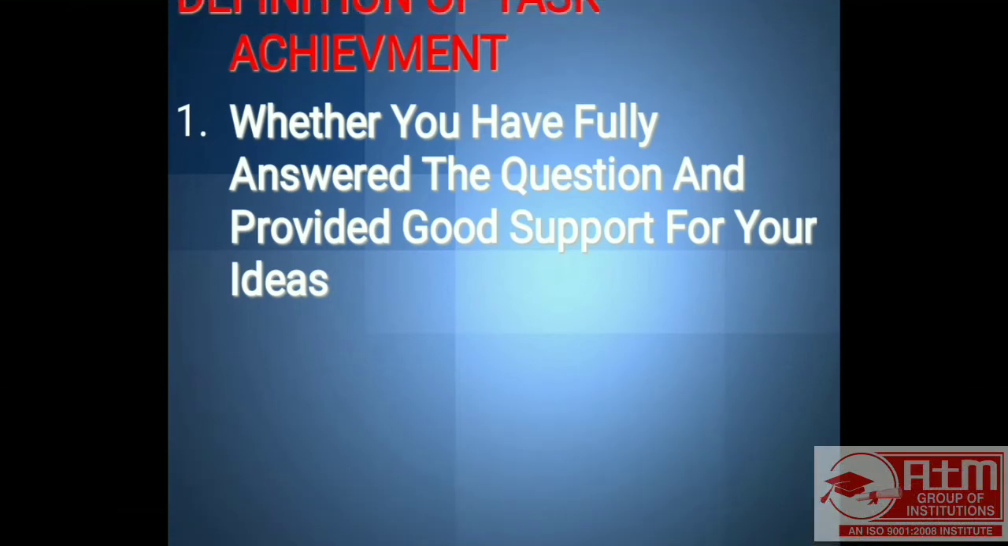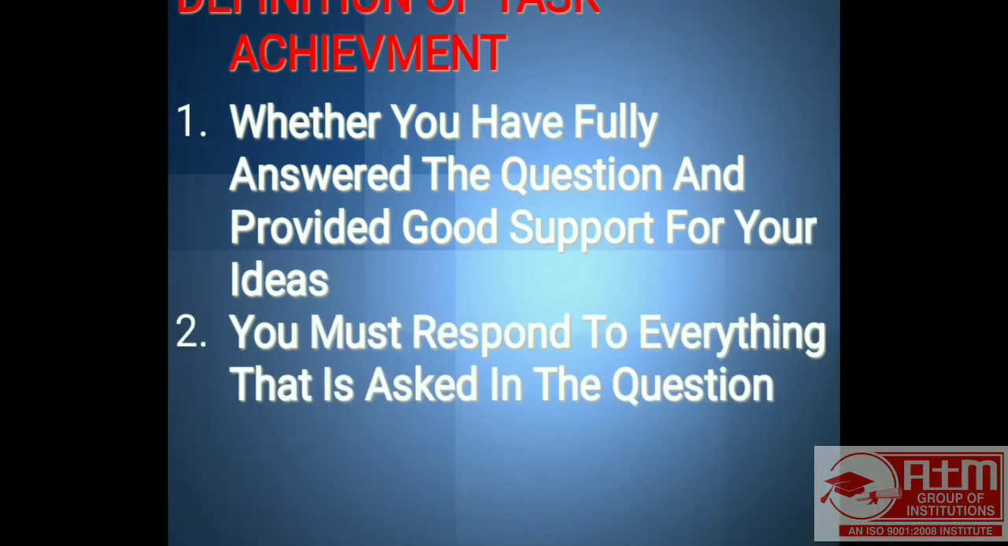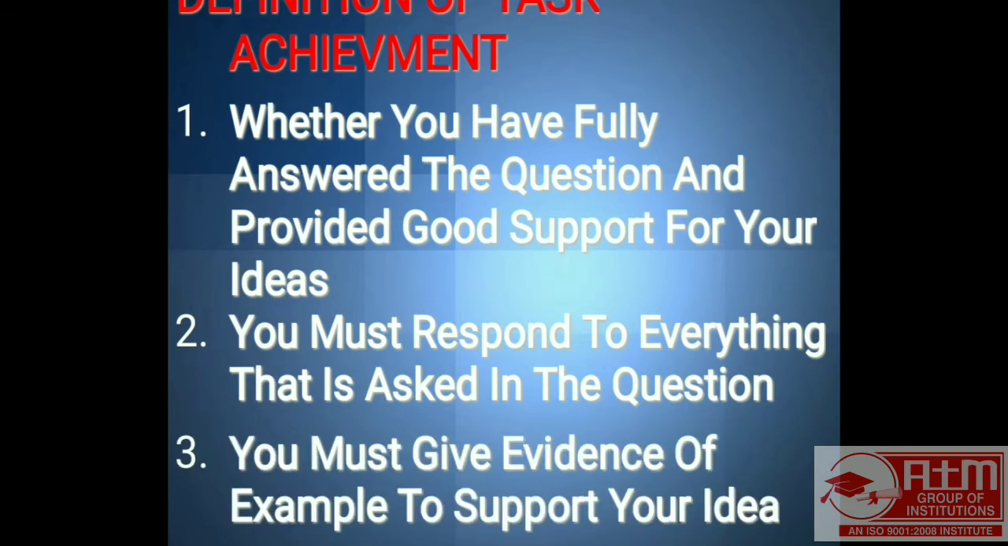The next is, he is telling you, you must respond to everything that is asked in the question. You don't have a chance to skip anything from your question. If you miss anything, you get a penalty in task achievement. If you are writing each and everything, you are getting a good score of task achievement. Now, you must give evidence or examples to support your idea. When you are writing a good idea with your support and examples or good evidence, it means you are getting a good score of task achievement.